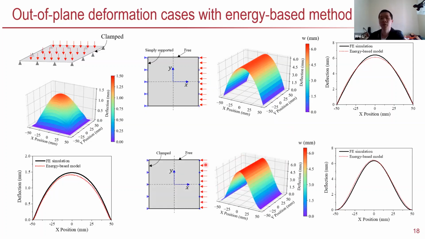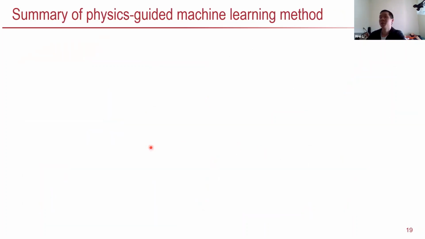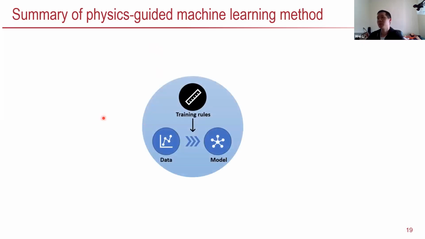Similarly for another different node condition. And lastly, I want to conclude my talk with a summary of the physics-guided machine learning concept. There is actually no clear definition of this physics-guided machine learning, and people are using different terms. But basically, if we look at the machine learning algorithm, there are three important parts: the data, the model, and the training rules.